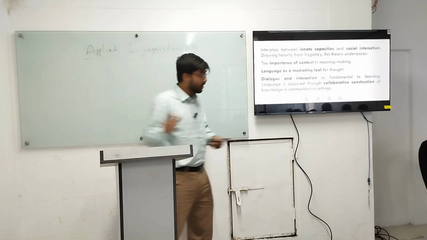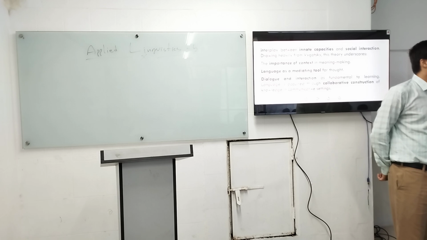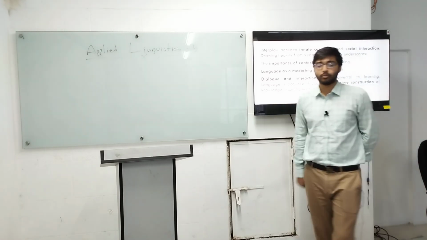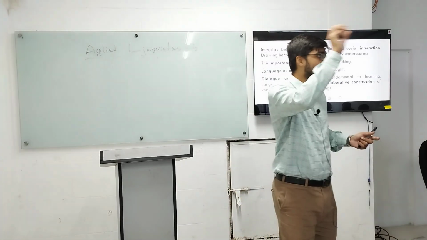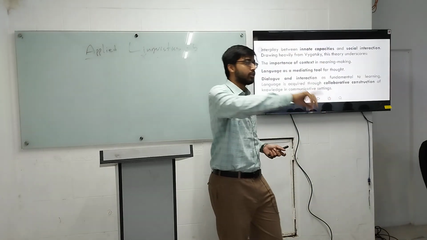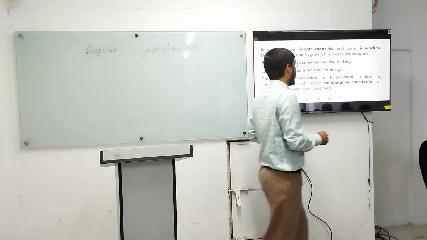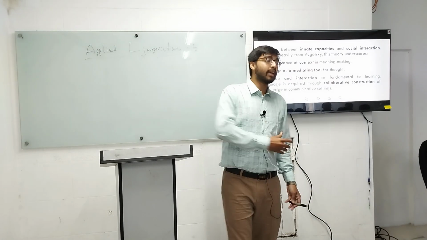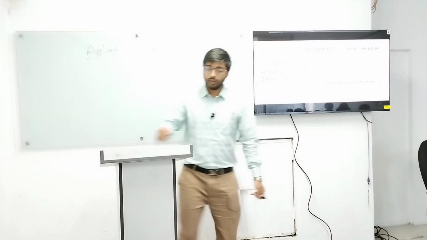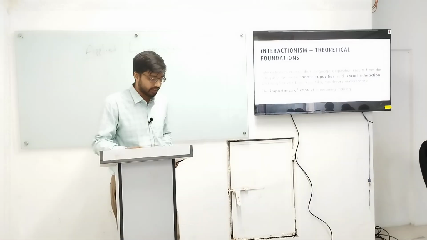Okay, dialogue and interaction are fundamental to learning: knowledge is acquired through collaborative construction of knowledge, which is communicative. Collaboration means, what does that mean? Work of one or work of many? Many. Work of many, yes. Collaborative means many persons do something, one thing by one person, another thing by another person, so that many persons all together could construct or create one language by interaction. This is where the theoretical foundation of interactionism lies.